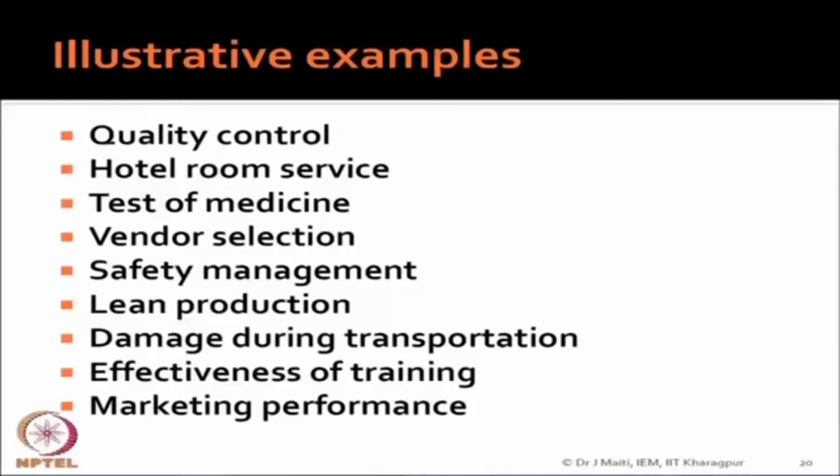Now lean production. You see this lean production. Lean production means what is basically there. Suppose inventory control is a big issue. You are producing 10 items, but from the raw material side you are keeping huge raw materials in inventory. It is a loss to the company.